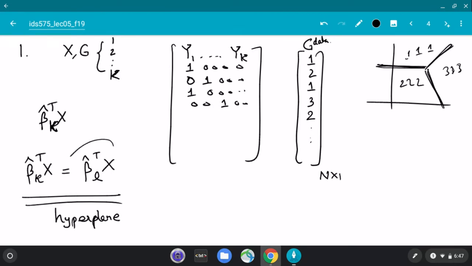By the way, these are called discriminant functions. We'll see this name not just for linear regression based classification methods, we'll see discriminant functions even in LDA and logistic regression. They just mean things which let us discriminate from one class to the other.